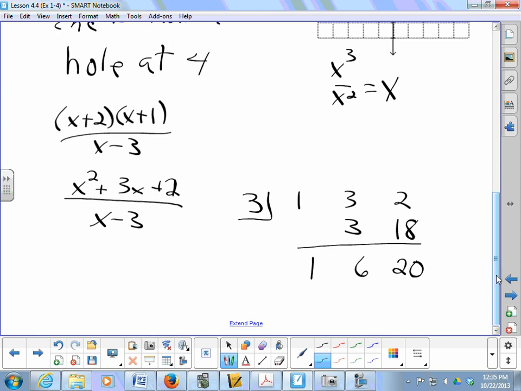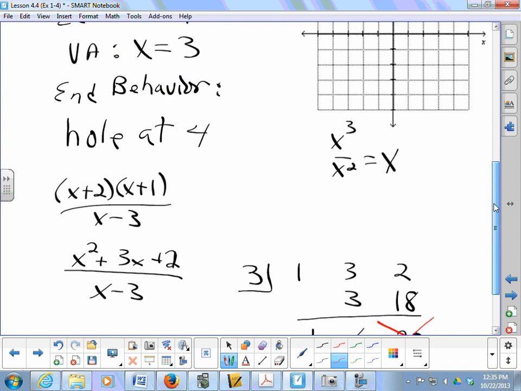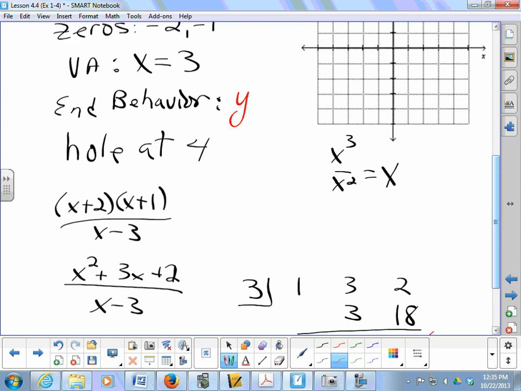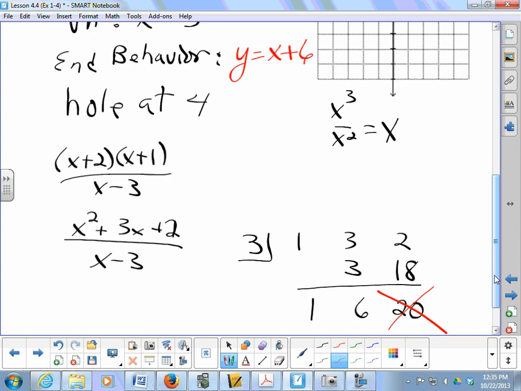Now, you see this thing right here on the end? What do we call that? The remainder. When it comes to asymptotes, we don't care. So the end behavior for this rational function is y equals x plus 6, because I have 1x plus 6 down here.